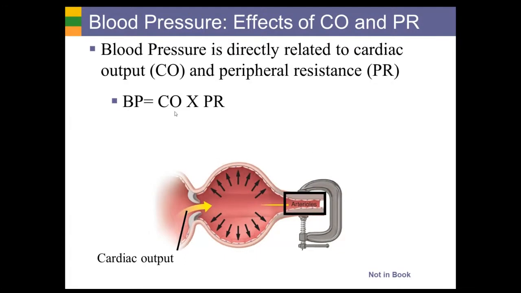So if we relate these components to this equation, the greater the cardiac output and the greater the resistance to blood flow out of the arteries, the more pressure you're going to have here, right? That just makes sense. The greater the input and the greater the resistance out, the more blood you're going to have here and the greater your blood pressure.